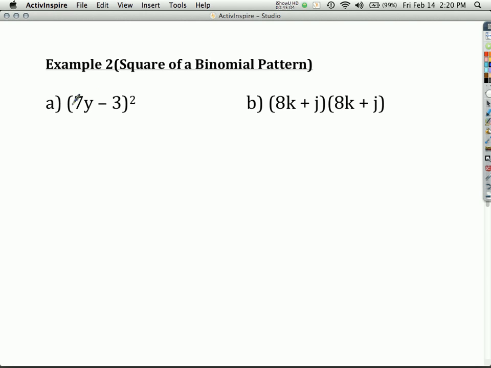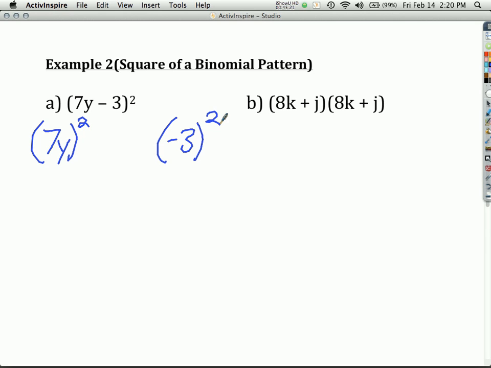Take the first term and square it. So it's going to be 7y squared. Take the last term and square it. So it's not going to really make a difference. You could do negative 3 squared or 3 squared. You still get the same result.